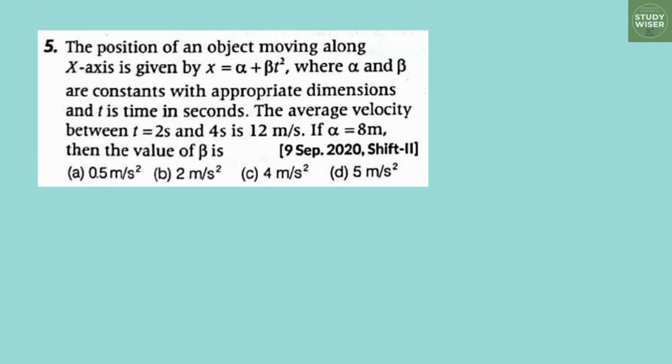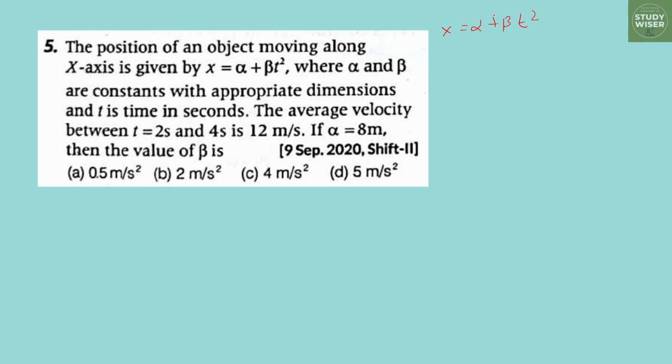Now fifth question వచ్చేసరికి the position of an object moving along x-axis is given by x is equals to alpha plus beta t square, where alpha and beta are constant with appropriate dimensions and t is in seconds. The average velocity between time t is equal to 2 seconds and time t is equal to 4 seconds is 12 meter per second. Alpha is equals to 8, then the value of beta would be.